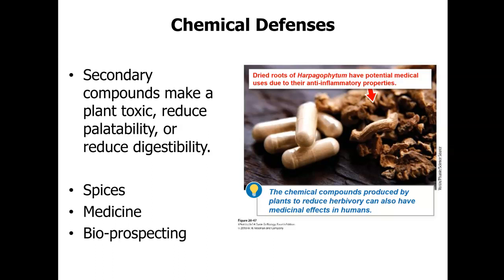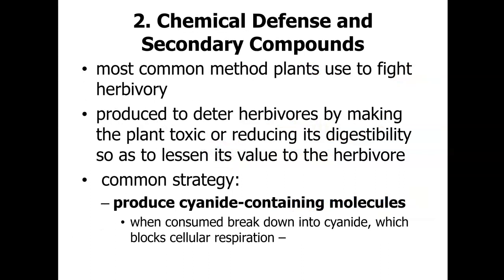With these chemical defenses, we found some that we actually like to use. For example, we have spices that we like to season our food with. We use lots of plants in the process of making medicine, and we do a lot of bioprospecting to find a lot of these plants. So some of these chemical defenses and secondary compounds are going to be some of the most common methods that plants use to fight herbivory.